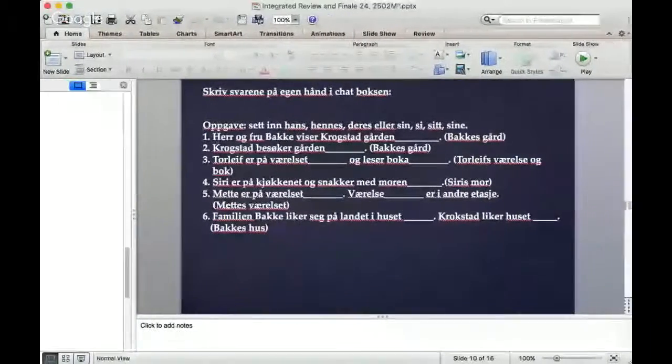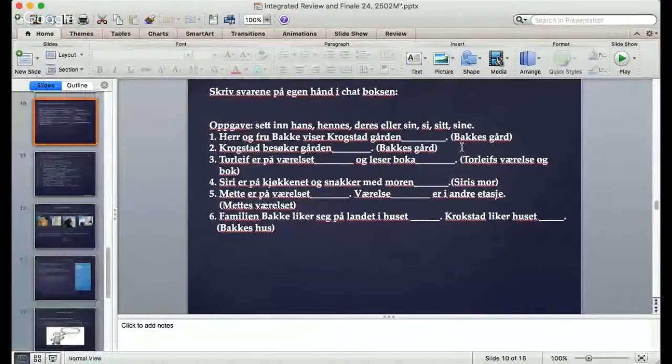Okay, number one. Herr og fru Bakke viser Krokstad gården. So there, Mr. and Mrs. Bakke show Krokstad their farm. I want to put in the blank here so that it shows that it's their farm. I would put down deres, because it's not Krokstad's farm.